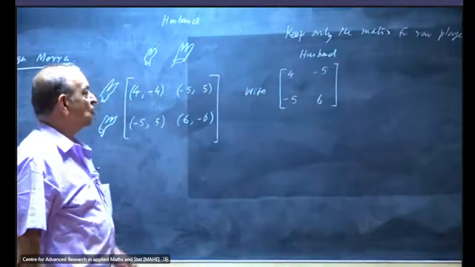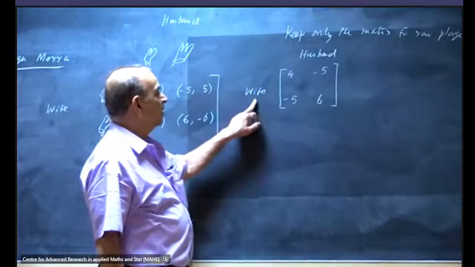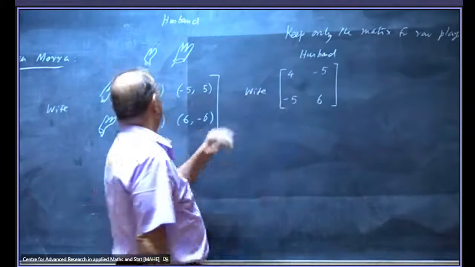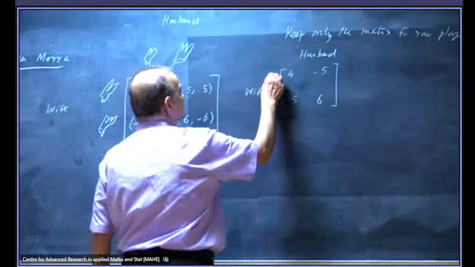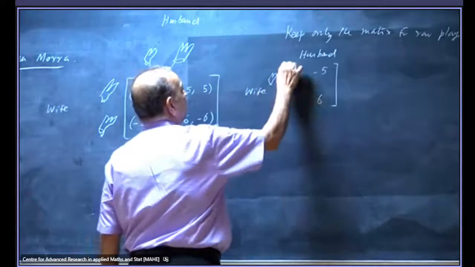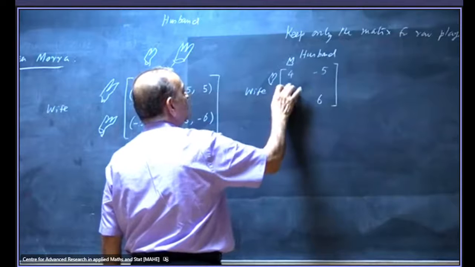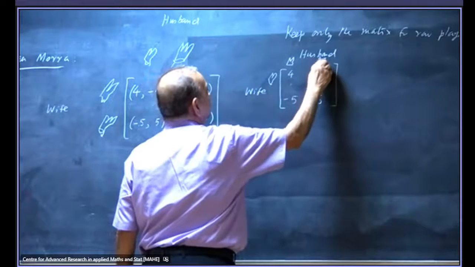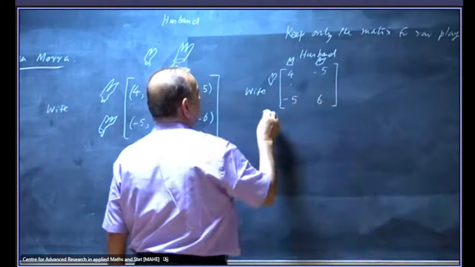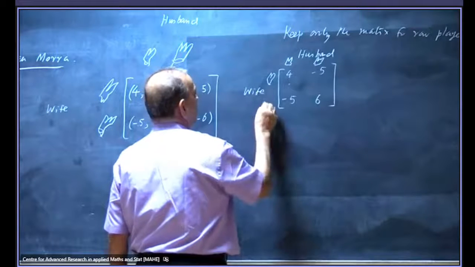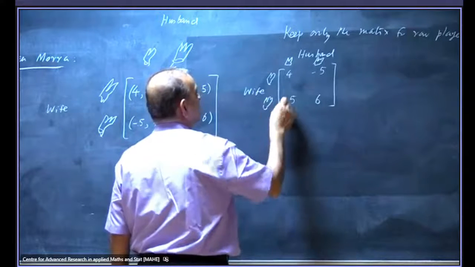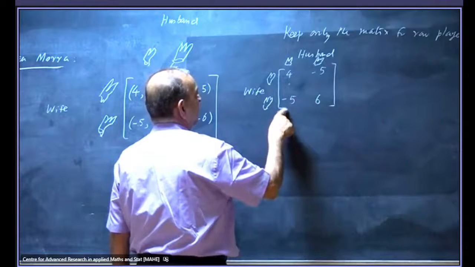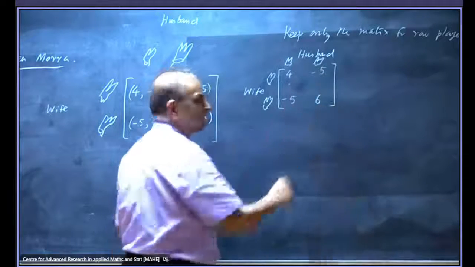Okay? So if the wife chooses 2 fingers and the husband also chooses 2, then she gets 4. If he chooses 3, then she loses 5. If she chooses 3 fingers and the other fellow shows 2 fingers, she loses 5. If both of them show 3, then she gets 6.